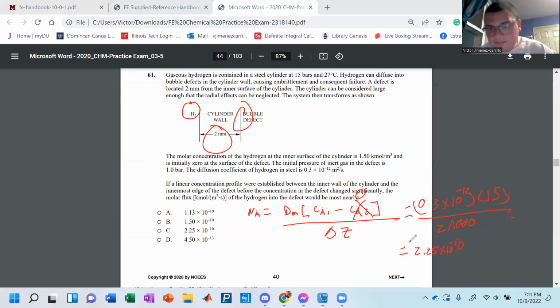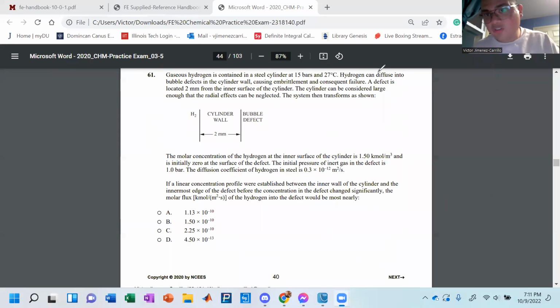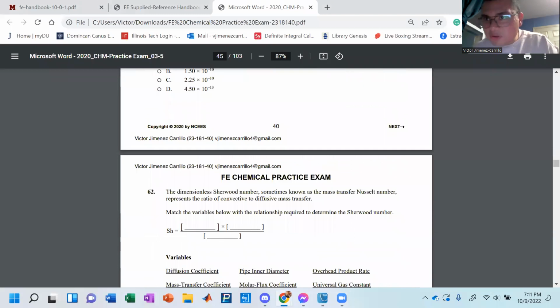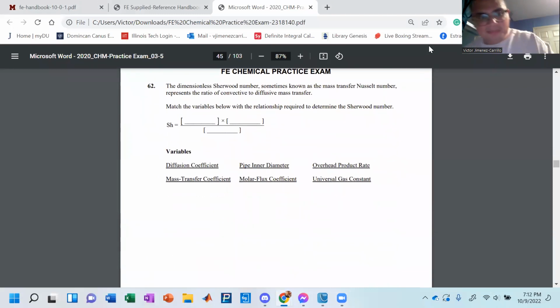Which is C. Now, I just want to point out something really quick. You see how all of these have something in common? 10 to the negative 10, 10 to the negative 10. The only option that's not to the negative 10 is this negative 13. So if you're trying to guess, this is probably not the right answer. You have 3 options left to guess. Just a cool trick. Normally, the right answer is mixed up in between all of them. Okay, so we got rid of page 1.